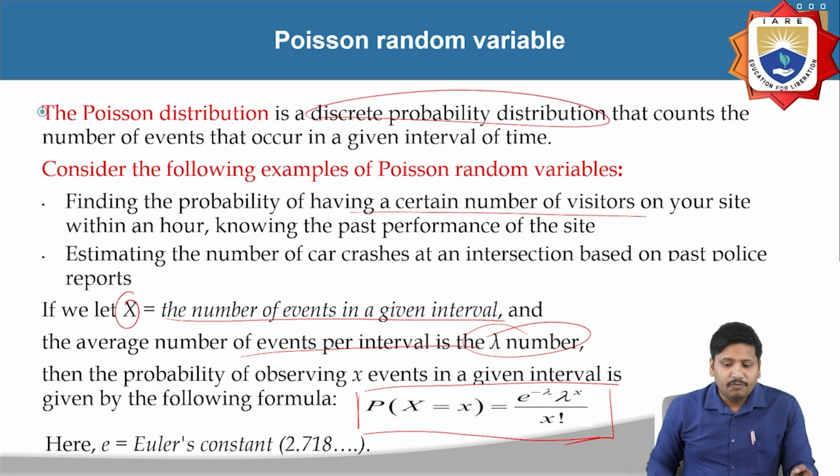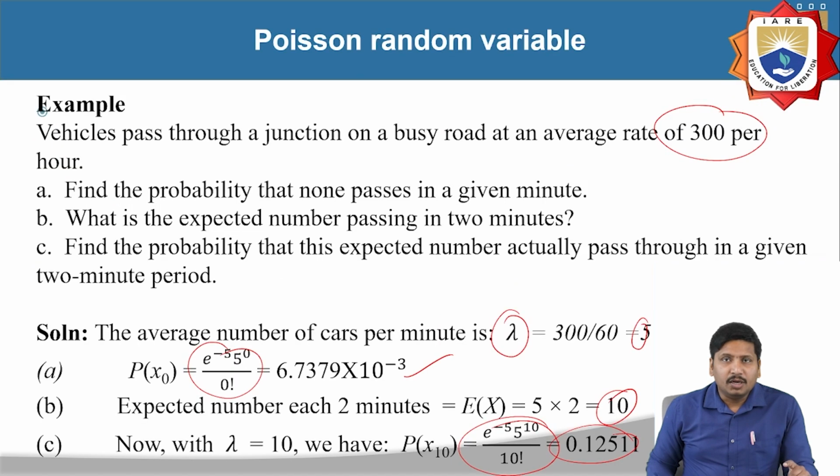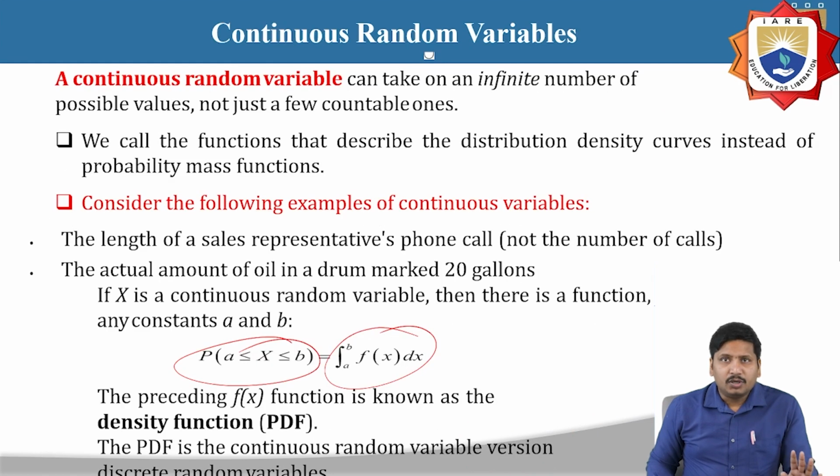And then the Poisson random variable is a discrete probability function that counts the number of events occurring in a given interval of time. The interval is denoted by lambda, and the probability of X equal to x is given by e power minus lambda into lambda power x by x factorial. And the last one is the Poisson random variable. So in the Poisson random variable, you have to consider this lambda.